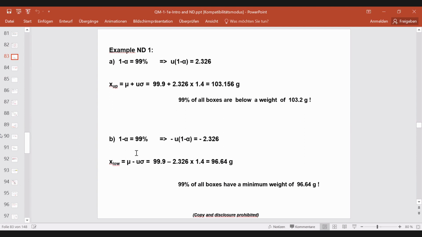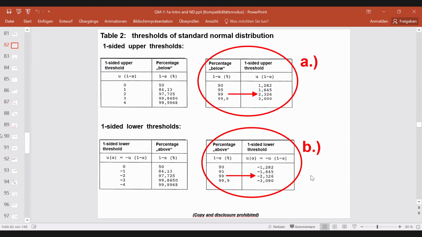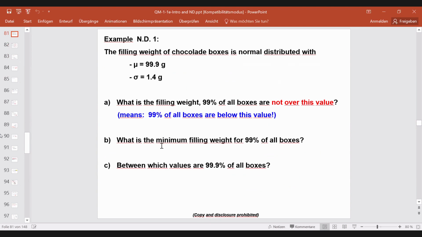The second question is about a lower threshold, and this is the minimum filling weight. Here you have to go into this table. The question is about the lower threshold. So the percentage above, here it is 99%. This was the question. Again, let's go back here. Minimum filling weight for 99% of all the boxes. So this is 99% here.